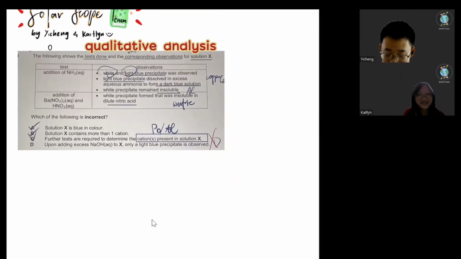Sure. So for this question, we'll be linking it to QA, qualitative analysis. Okay, it's a bit laggy on the screen. So when we add aqueous ammonia, we get a white and light blue precipitate. So we need to immediately know that when it's a light blue precipitate, there's usually only one cation, which is copper. Okay, then let's continue reading.